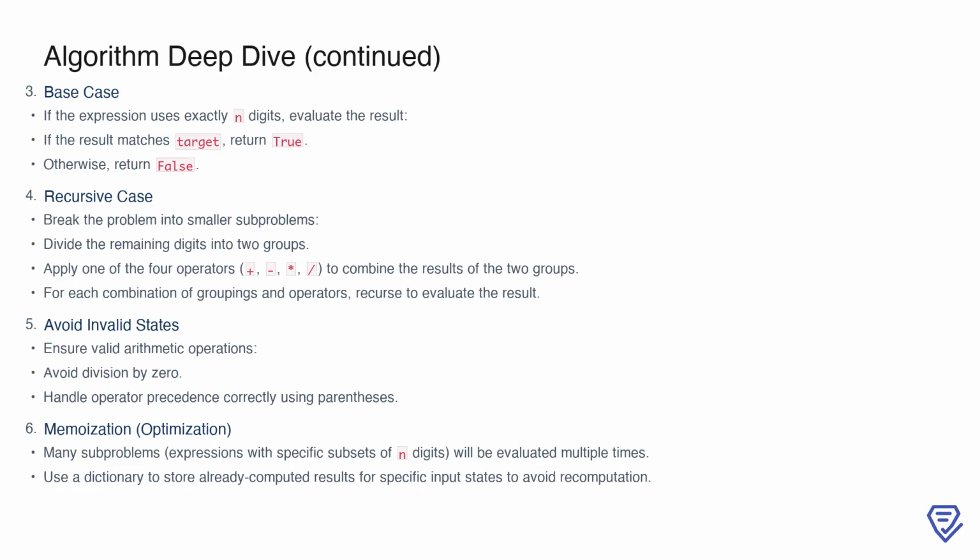To ensure correctness, we avoid invalid states, such as attempting to divide by 0, and use parentheses to handle operator precedence properly. To optimize this brute force approach, we introduce memoization. By storing the results of subproblems in a dictionary, we prevent redundant computations, as many expressions with the same subset of digits and intermediate results are likely to be evaluated multiple times.